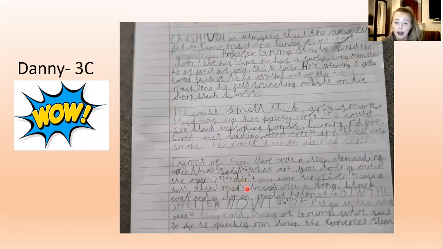Said a tall, thin man, dressed with a long black coat and a domed metal helmet. "Go in the shelter now." "Okay, I'll go," he said, and doing as he was told, he quickly ran down the concrete steps.